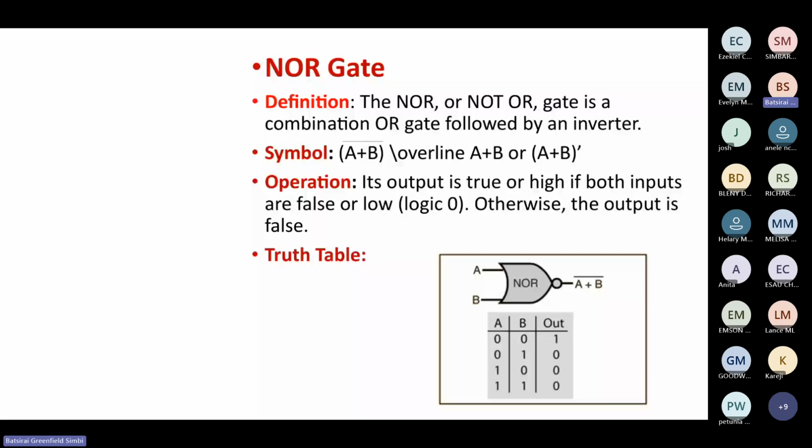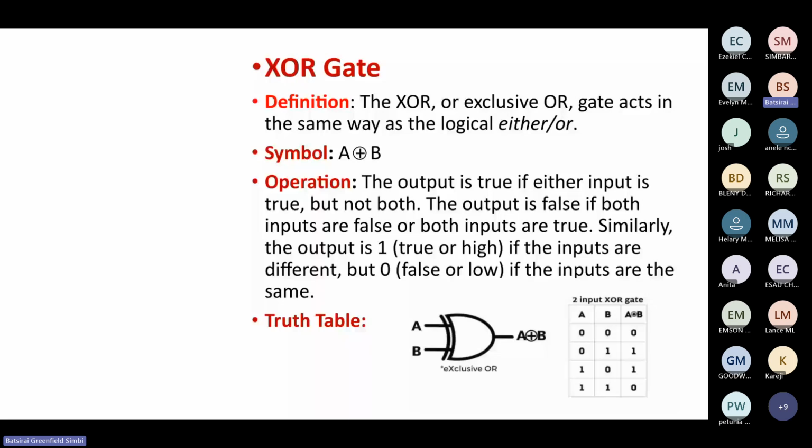Then we have the XOR gate. The XOR gate, or exclusive OR gate, acts in the same way as the logical either-or. Its symbol is A plus, but in a small circle. The output is true if either input is true, but not both.